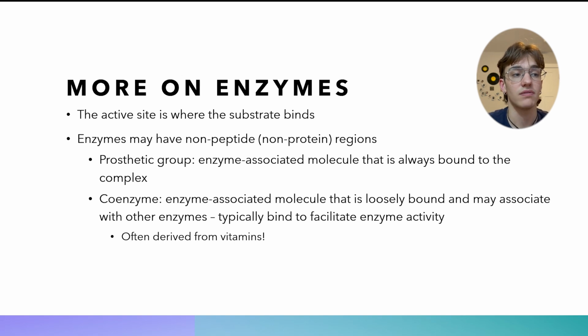Enzymes may have non-protein regions. So these can include something like the prosthetic group, which is a molecule that's always bound to the complex, and kind of allows the complex to function in a certain way. Coenzymes are non-protein molecules that interact with the enzyme, but not all the time. So they may bind to the enzyme and allow it to actually function, or they may bind to the enzyme and prevent it from functioning. They're basically a regulator of the enzyme's activity.